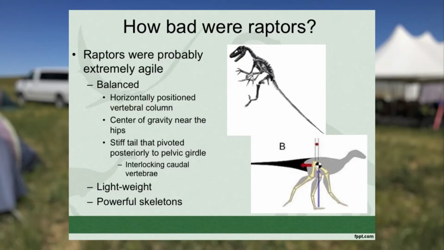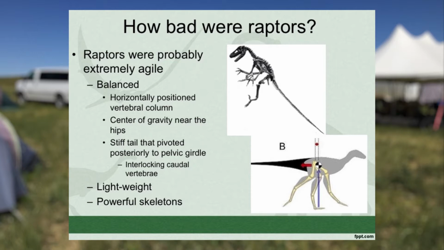All right, how bad were the raptors? We see them in the movies. But is what we see in the movies true? I don't know, let's talk. Not necessarily, right? They probably were extremely agile, just like they've been portrayed in the Jurassic Park movies. If you look at the skeletal system and the biomechanics, they're extremely balanced.